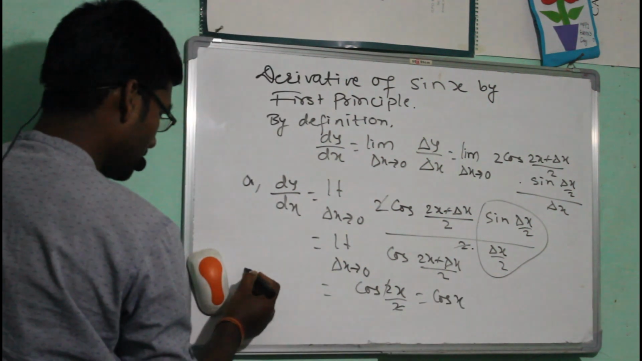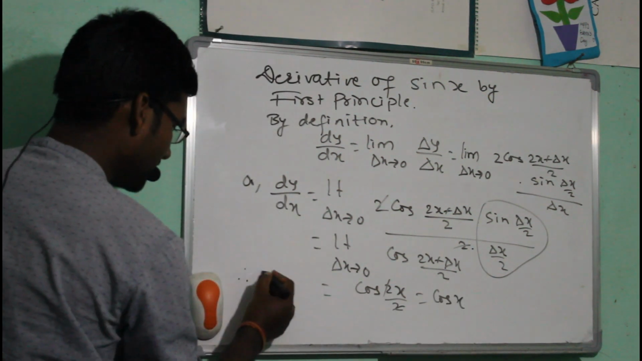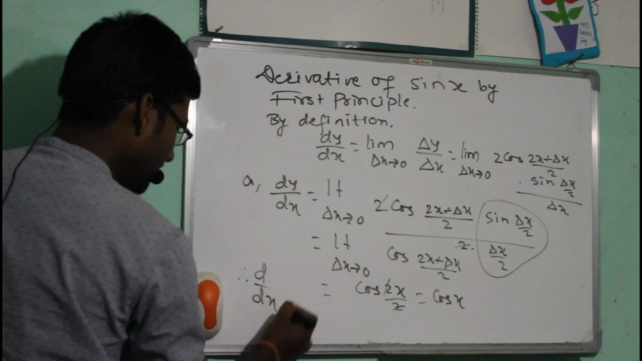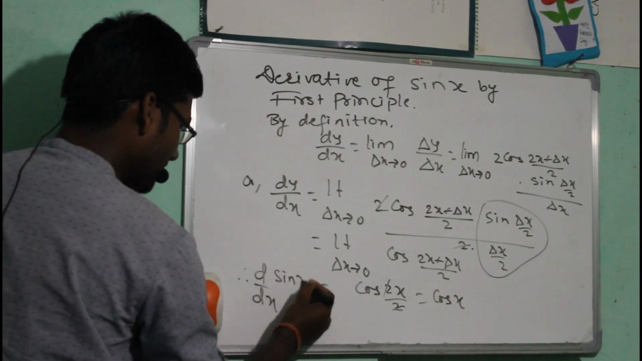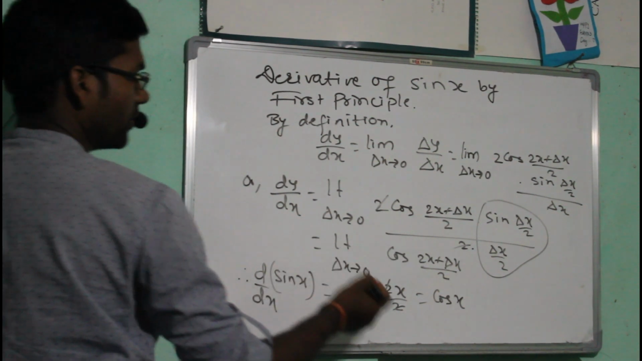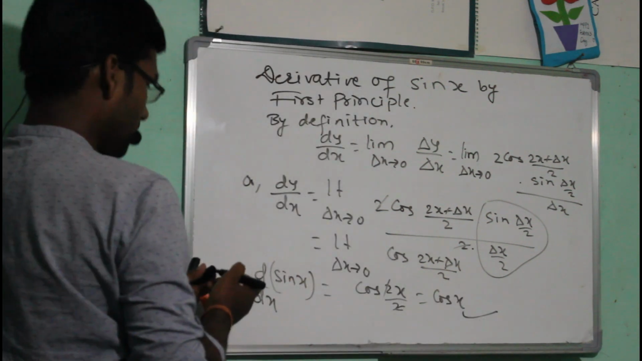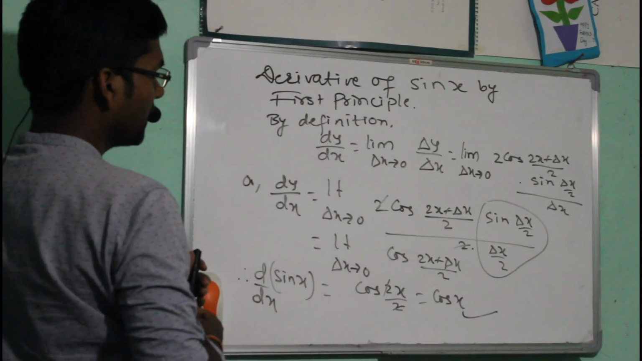So our final answer is d by dx of sin x is cos x. Okay, that's our answer. Hope you understood this.